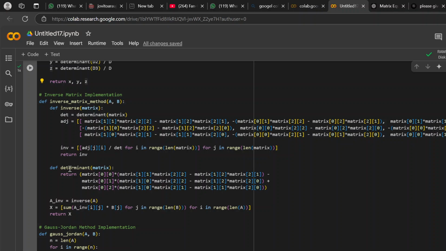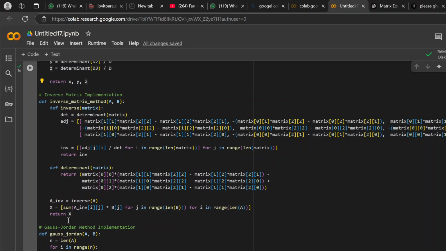So after that, we do def determinant matrix, like what I said. This is a coefficient, and then after an inverse matrix, x equals the sum of A inverse, and then for i in range len A, and then return x. So right now we go to the Gauss method implementation.